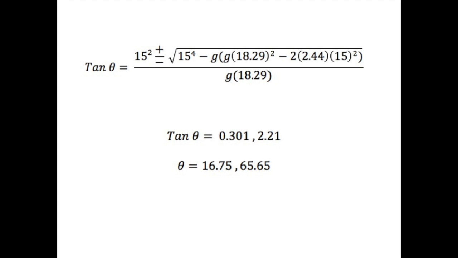So let's plug in some numbers now. We will plug in u equals 15, x equals 18.29, and y equals 2.44. This then leaves us with two answers for tan theta of 0.301 and 2.21. And then the two angles we could kick the ball at are 16.75 and 65.65 degrees.